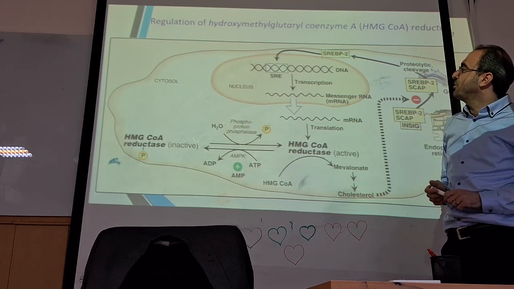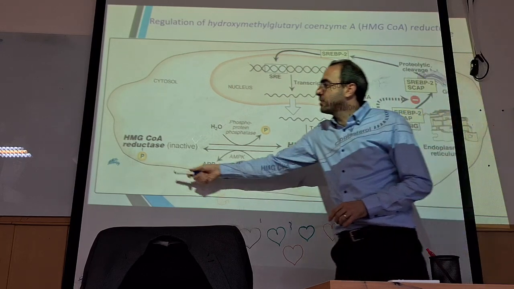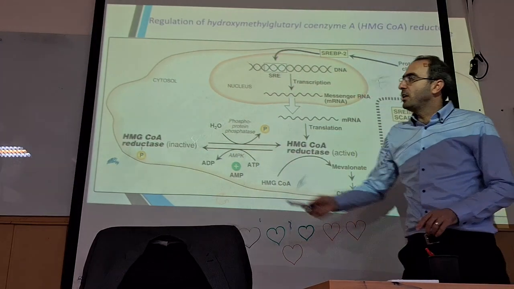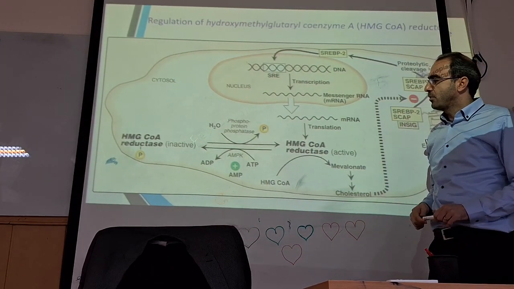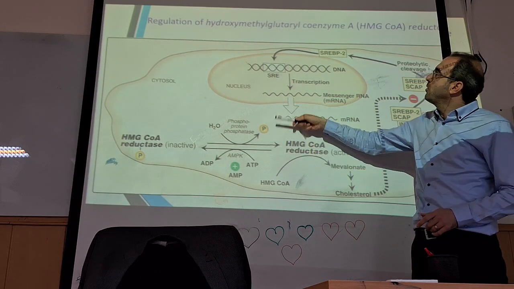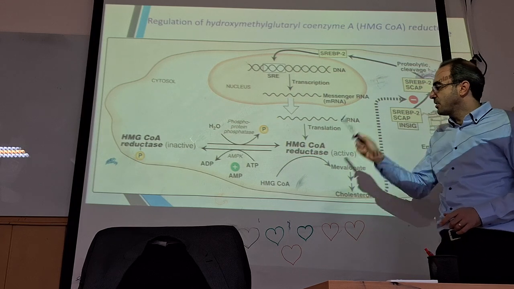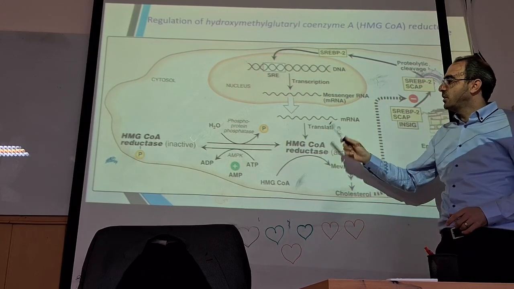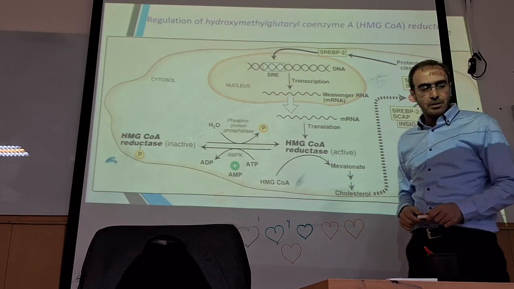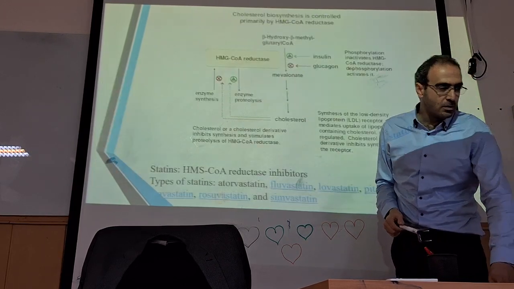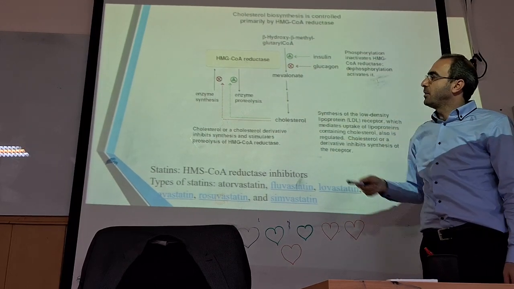And related to regulation of cholesterol synthesis, as I mentioned, HMG-CoA reductase is a very important enzyme for us. When it has a phosphate group it is inactive, when it doesn't have a phosphate it is active. Insulin is one of the most important hormones which dephosphorylates and activates HMG-CoA reductase. Insulin is an activator of cholesterol synthesis. Other hormones act in other processes. Here you can see insulin activates, glucagon inhibits.